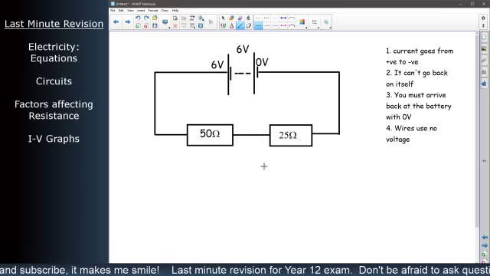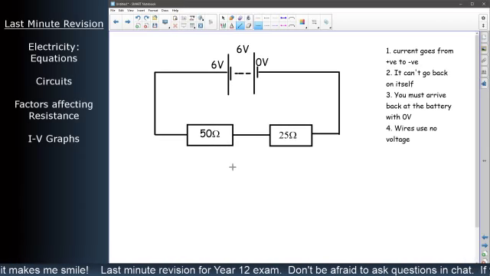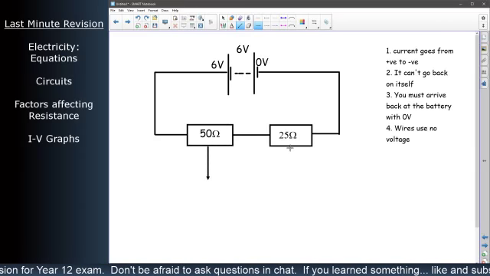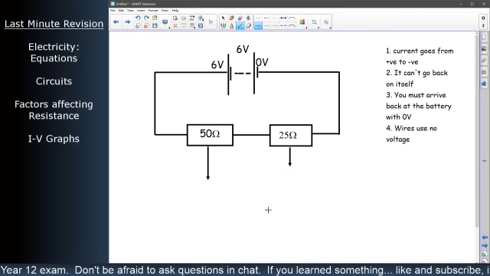Secondly, they're not going to split evenly. This is a 50 ohm resistor. That means it's got 50 ohms of difficulty to get through, and the 25 ohm resistor has 25 ohms of difficulty to get through. That means that this one here is twice as difficult to get through as this one, which means it's going to be twice as much energy used getting through this.